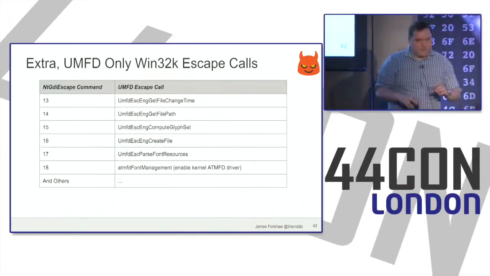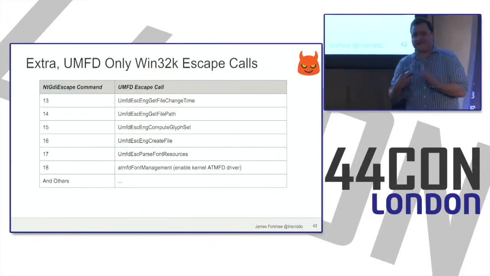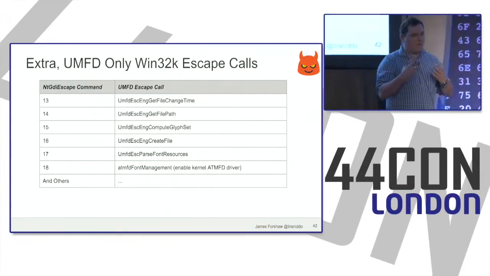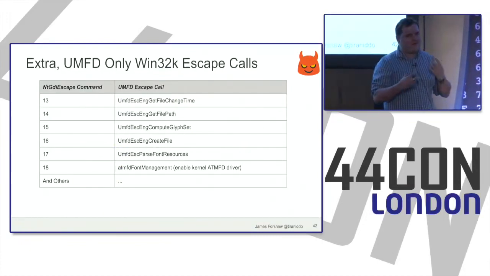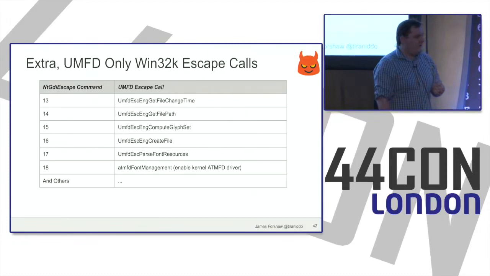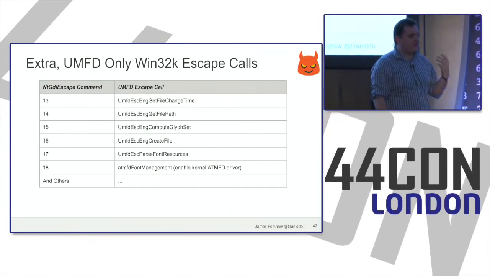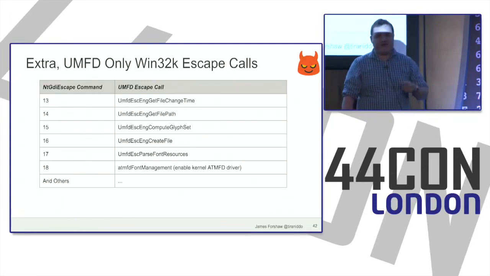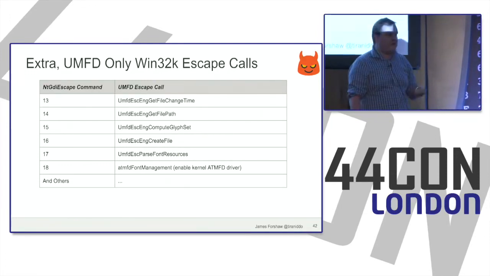Okay, so we've broken into that process. We've actually got access to that process. What was it that they were trying to prevent you from doing? The only thing I can really think of is Win32K has some additional, effectively system calls, but they're escape calls. So you call NtGdiEscape, and you can pass a particular value. It's like an ioctl type thing to Win32K.